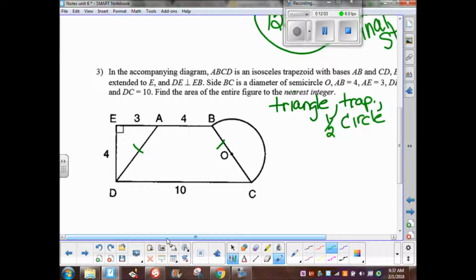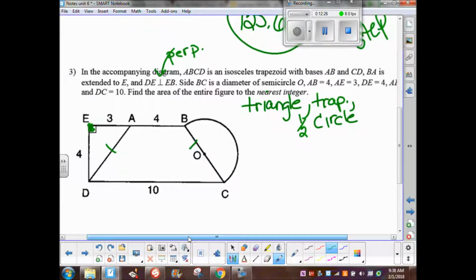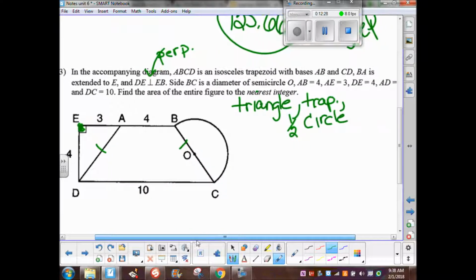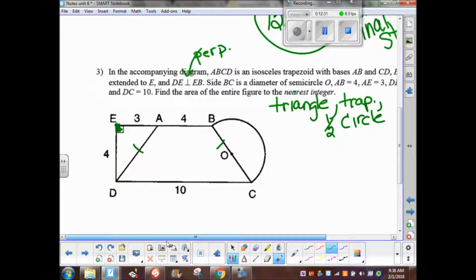Now it says that DE is, that upside down T means perpendicular. So we've got our little right angle box there. BC is a diameter. And AB is 4, which is listed. AE is 3, that's on our picture. DE is 4, that's listed. And AD is 5, that's not on our picture, so you need to put that on your picture.